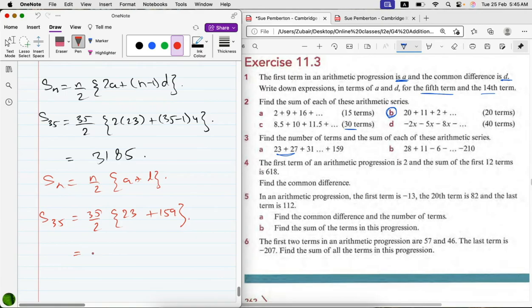So 159 plus 23 is 182 again, into 35 divided by 2 is 3185.